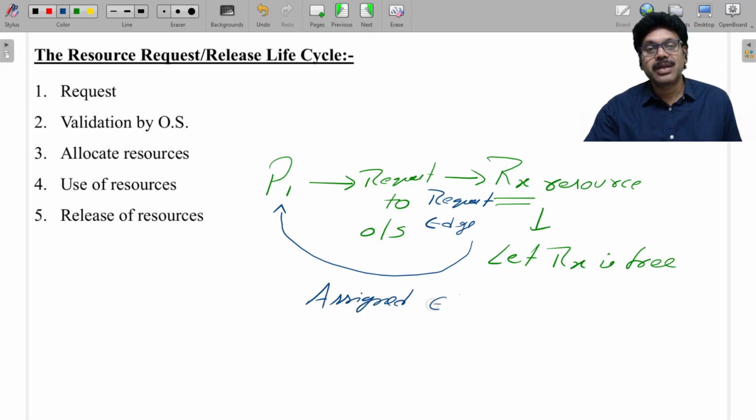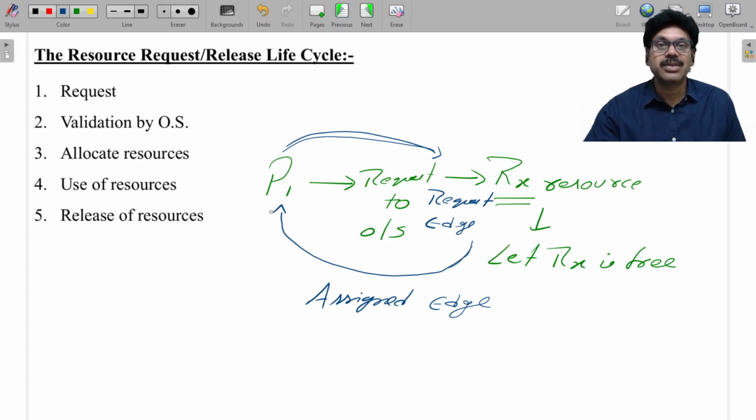This request edge becomes automatically assigned edge. So request is coming from P1 this way, and assignment is coming from resource to process. Please remember this. Whenever an edge is going from a process to resource, it is a request. Whenever an edge is coming from resource to process, it is an assigned edge. So that's one meaning of that. Allocate the resources. Process will use that resource.